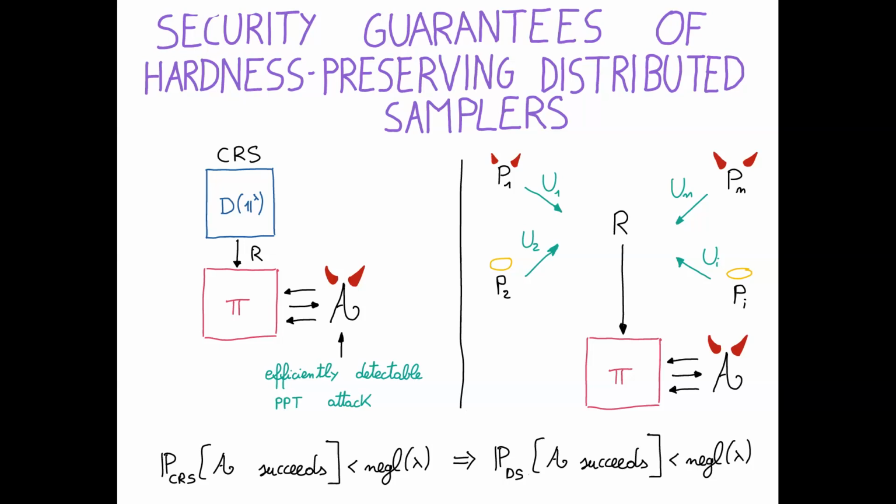So if the attacker gets into your bank account and steals all your money, even if we generate the CRS with the distributed sampler, I won't steal any money.